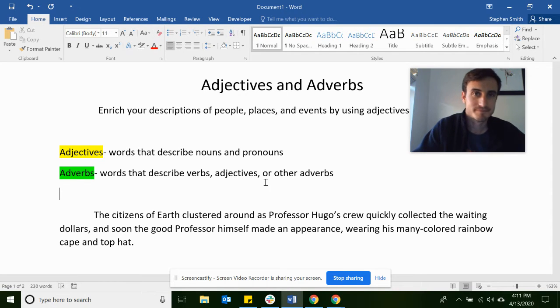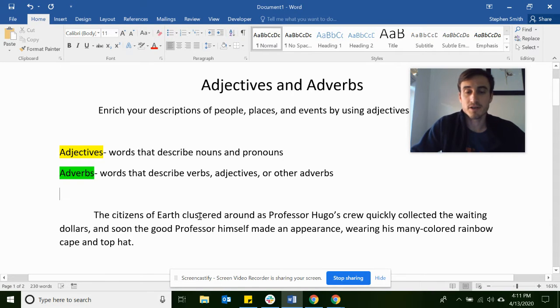I'll wait. My dog is barking loudly. Loudly would be an example of an adverb.